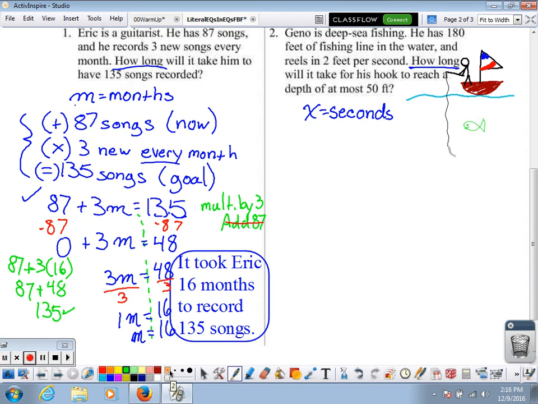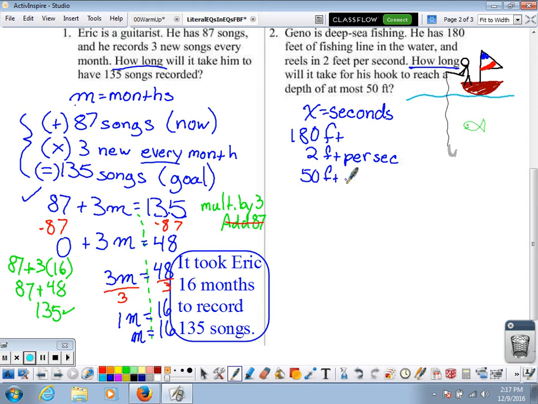All right, so now, what numbers and or operator words do we have? Give me one. 180 feet. And what's the 180 feet? Okay, that's where his fishing line is now. Okay, keep going. Give me something else. 2 feet per second. Okay, give me another one. Give me another one, Troy. 50 feet.